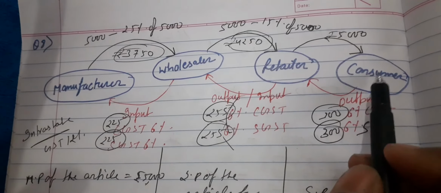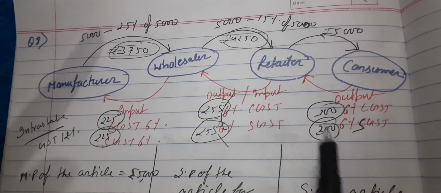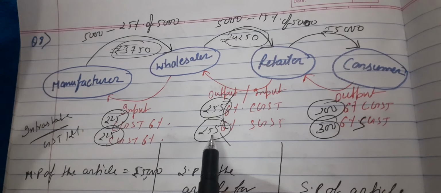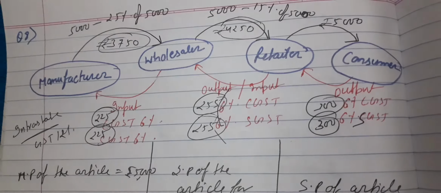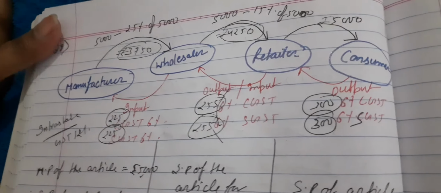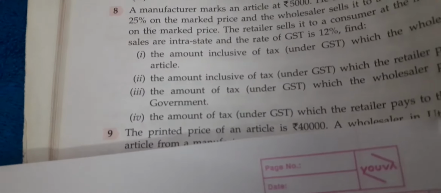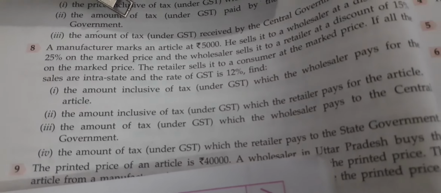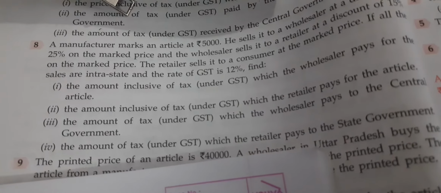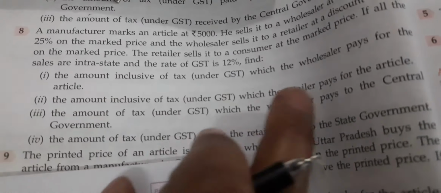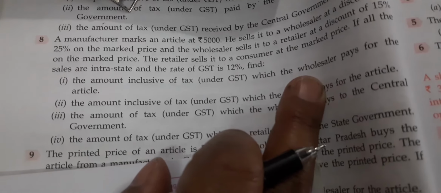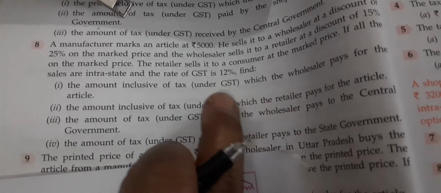Okay, so consumer will pay total this plus this plus this amount. Retailer will pay this plus this plus this amount. Wholesaler will pay this plus this amount to manufacturer. You got that? Now we will start our sub question. Let's see what is given in the first question. See, the amount inclusive of tax under GST which the wholesaler pays for the article. We need to find out total cost, means rate of the article plus GST we have to find out. So let's see what we'll do.